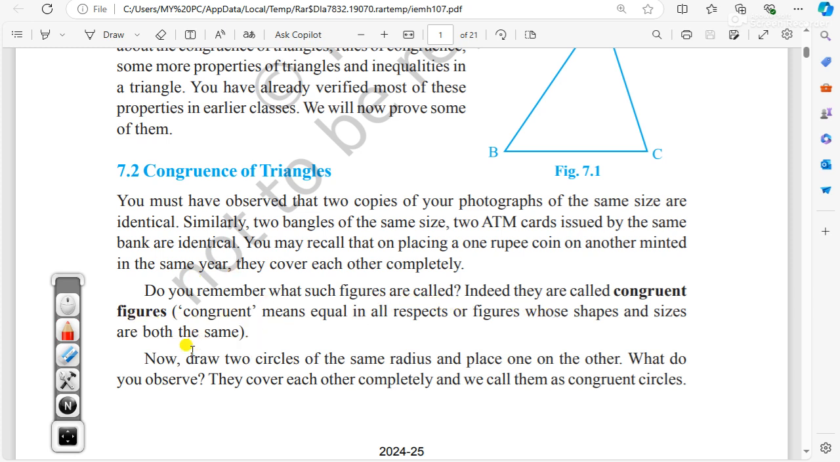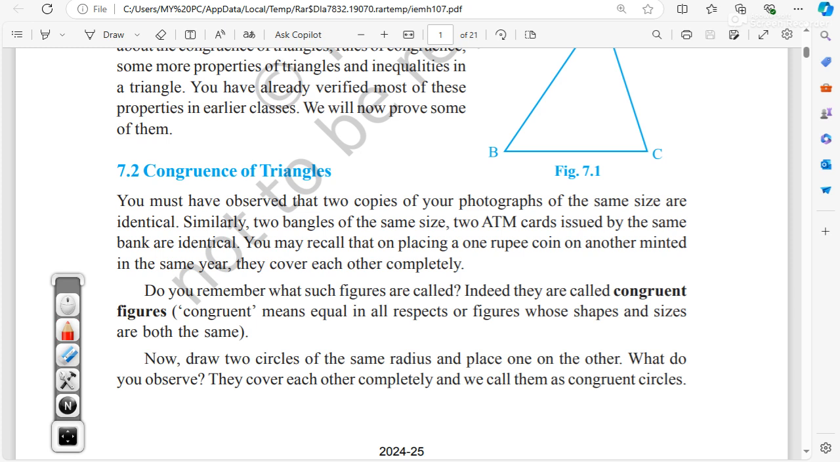What is the meaning of congruent? Congruent means equal in all respects, or figures whose shapes and sizes are both the same. That is congruent, right? Congruent means equal in all respects.